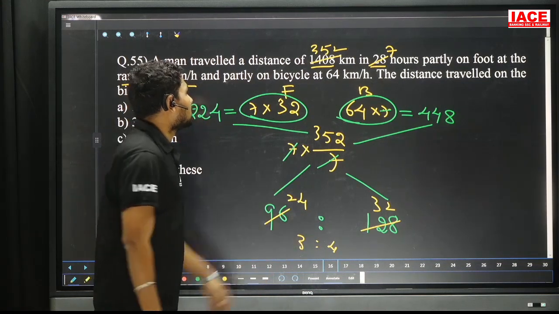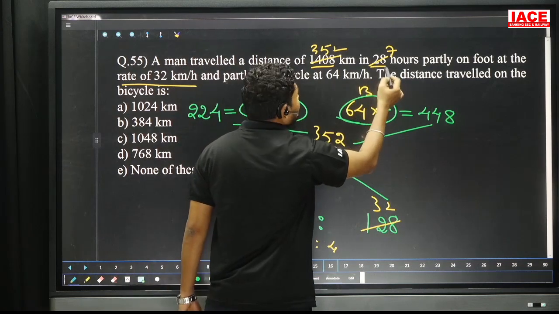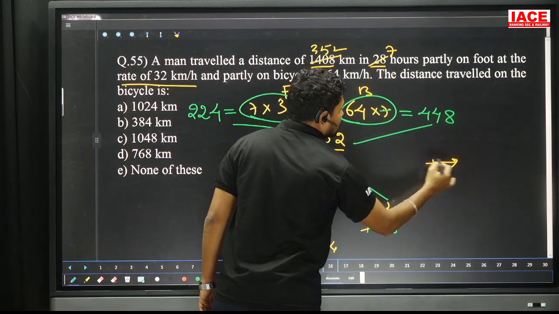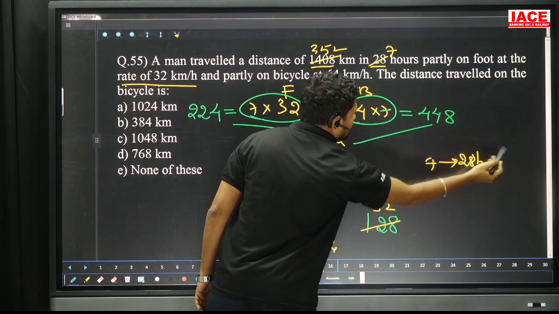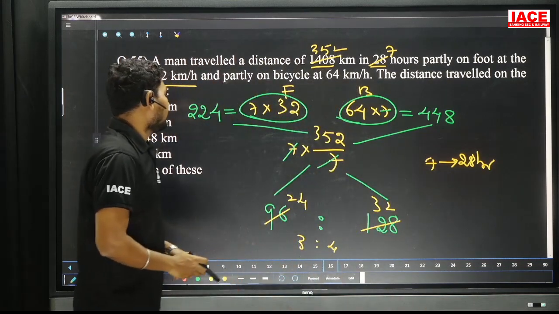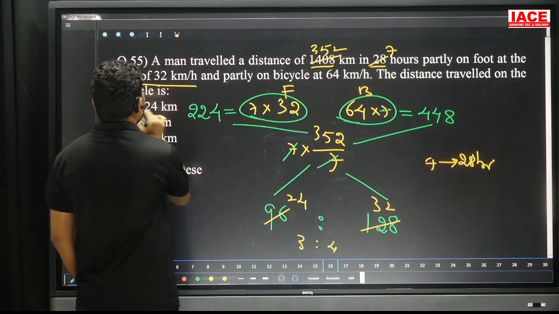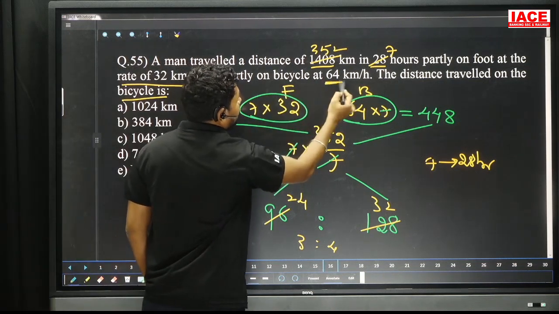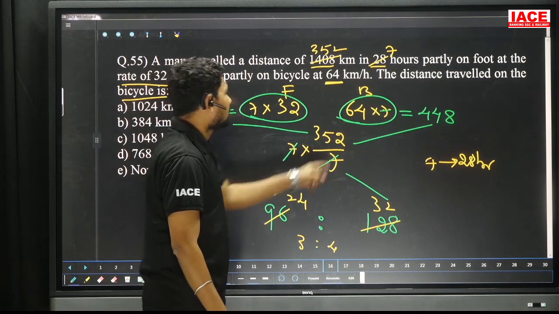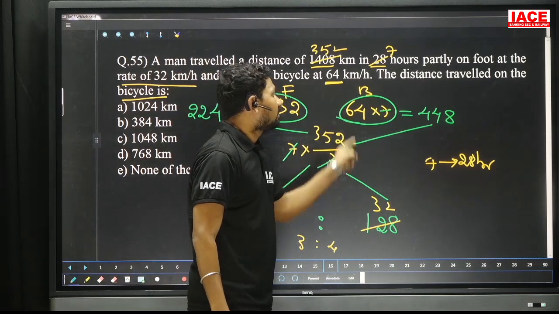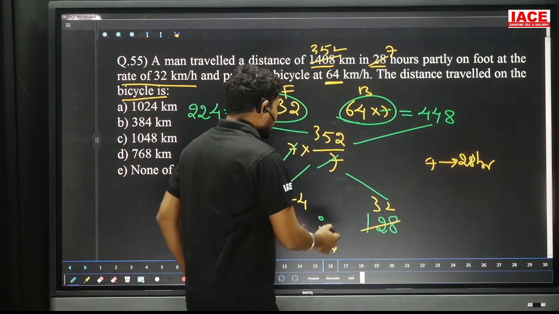3 plus 4 is equal to 7 parts. 7 parts is equal to, initially we have 28 hours. In this particular case, what is the value we require? We require the distance traveled on the bicycle. Bicycle means what speed we have to apply? 64 km per hour. How many hours of journey? So it is 4 parts.